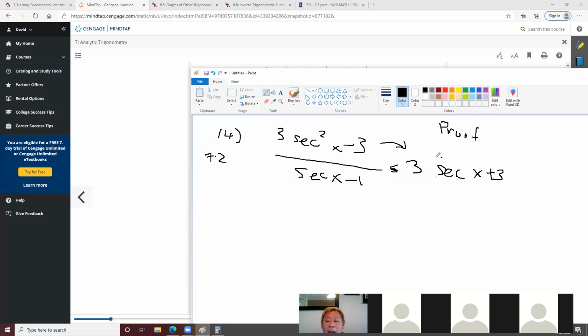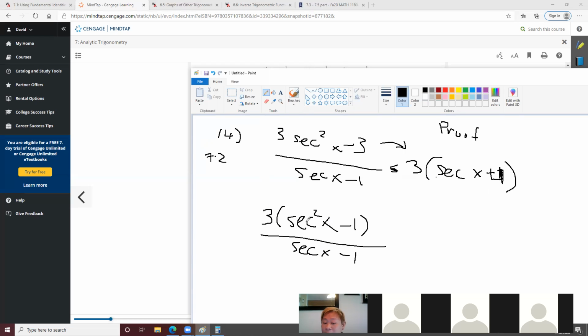So I can tell you that this is just 3x plus 1. I can factor the 3. So what I do first is I factor the 3 out of the top. So what I get here is secant squared x minus 1, over the same thing. Now you cannot cancel these two. The reason why you cannot cancel these two is because this one has a square.